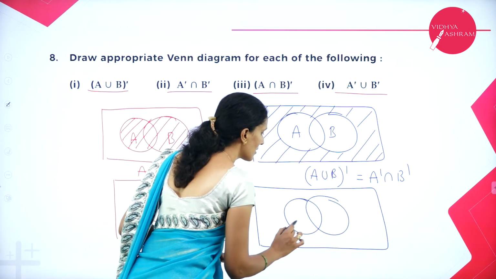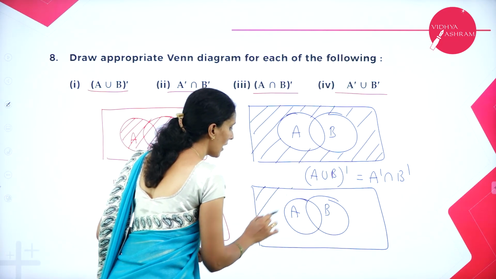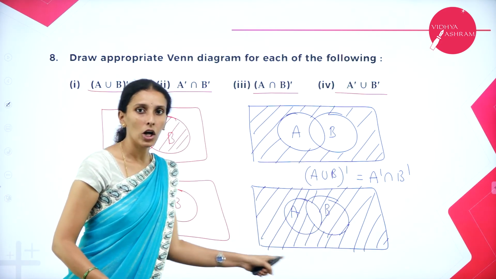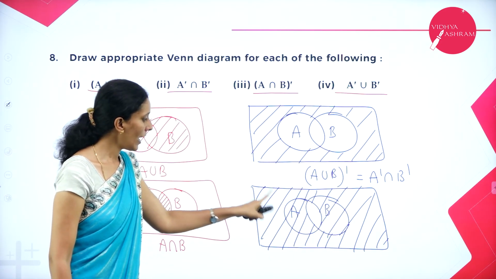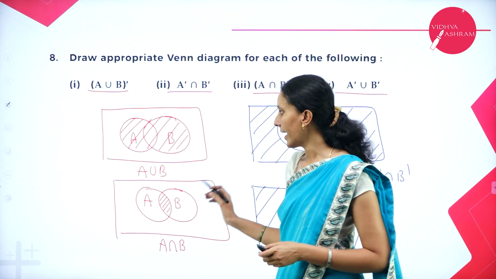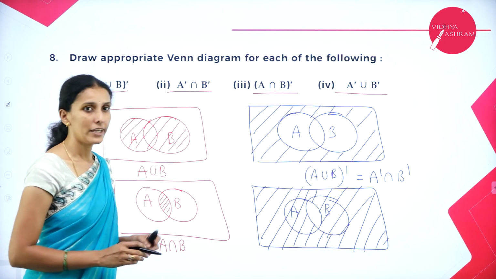This is A, this is B. So this will be like this. Except this part, you can take all the elements from A and outside A also. So this is how your Venn diagram looks for the complement when it comes to union and intersection.